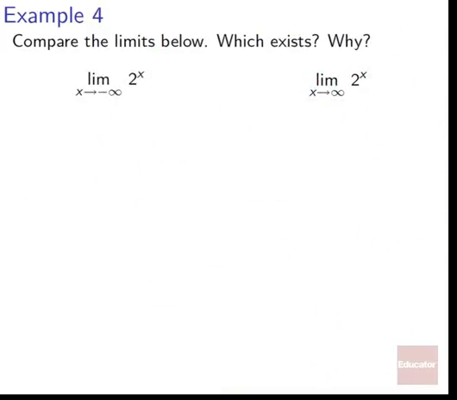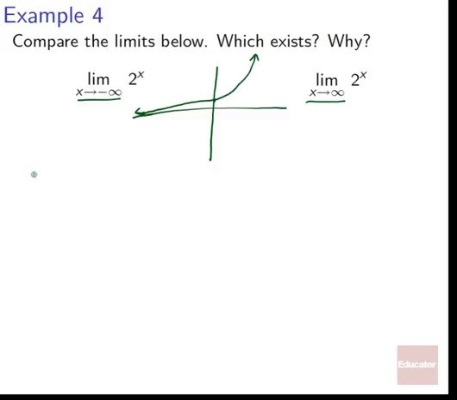Fourth example, compare the limits below. Which exists, and why? First, we could just graph this to get a sense of what's going on. If we graph the limit as x goes to negative infinity of 2^x and the limit as x goes to positive infinity of 2^x, what does 2 to the x look like? At 0, it's going to be at 1, and then as we go out, it's going to get very large very quickly. And as we go to the left, it's going to get smaller and smaller and smaller. It will never get past the x-axis, but it's going to wind up getting smaller and smaller.